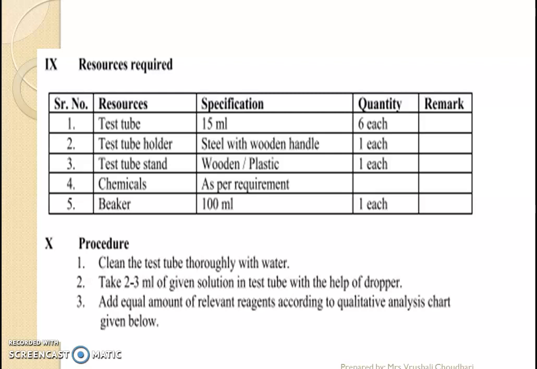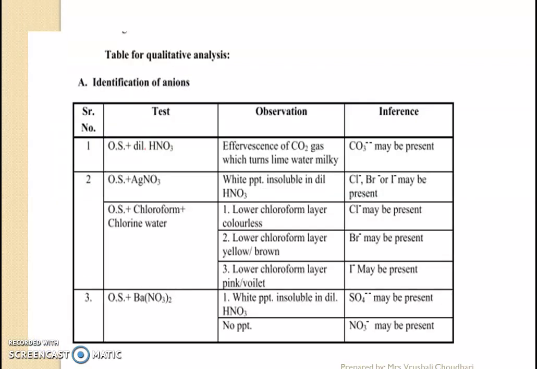First we are going to take the sample solution in a beaker, then we will take the required quantity in test tubes, and reagents are added and we will check whatever changes take place in the solution. We are going to follow this table. All these anions are divided into three types. First, the carbonate group is identified by adding a small amount of nitric acid. If carbon dioxide is present, then when we add dilute HNO3, it will show bubbles.